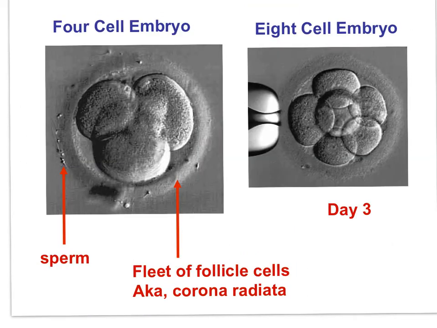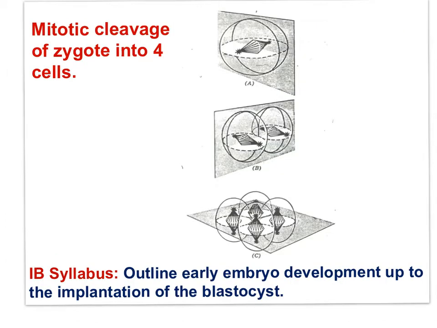Here are micrographs showing the 4-cell embryo on the left and the 8-cell embryo on the right. These have formed through mitosis, a process called cleavage. Here's an image showing mitosis to produce the 4-cell embryo. It's a nice image because you can see the spindle fibers formed during mitosis in a 3-dimensional representation.